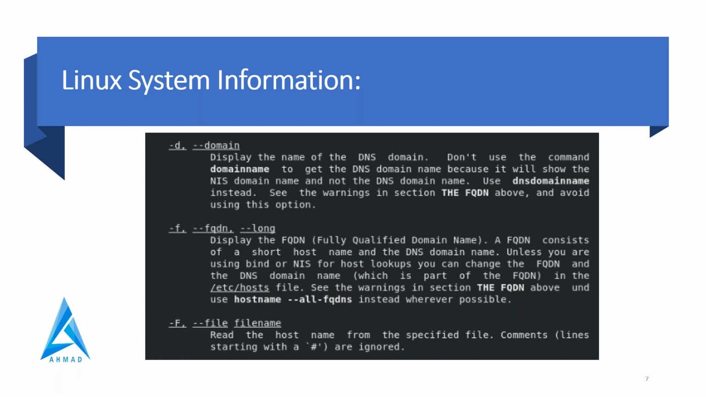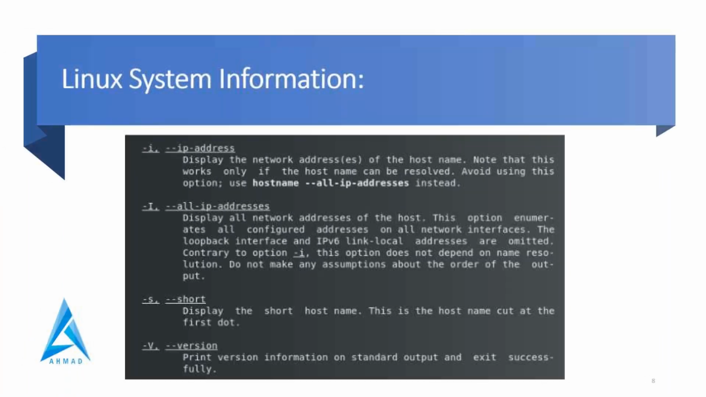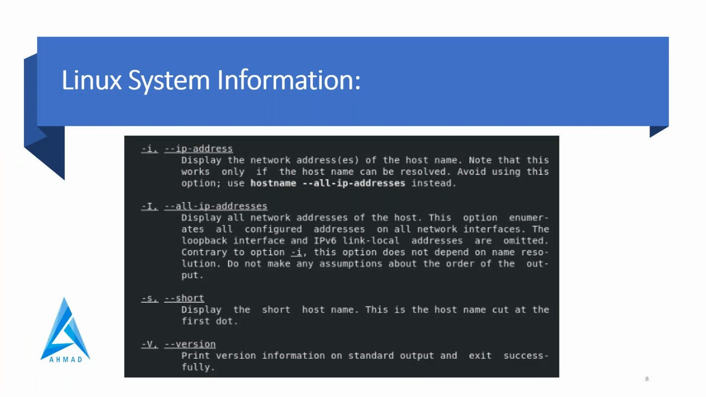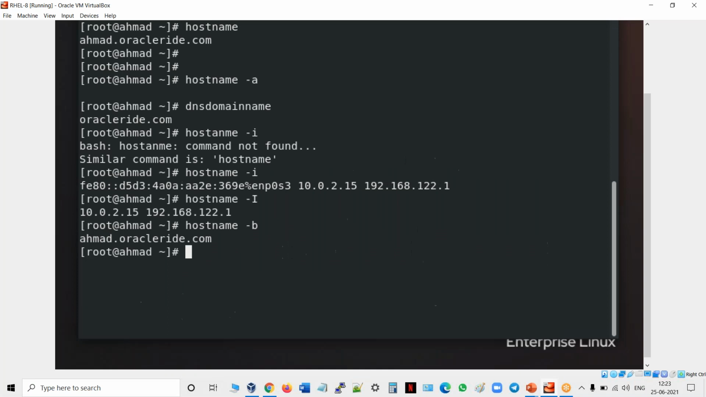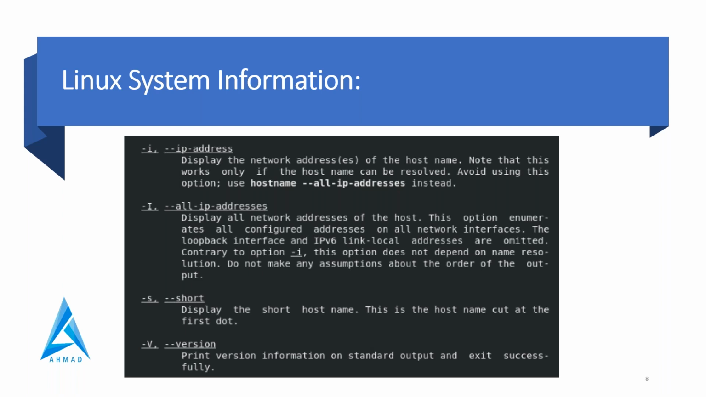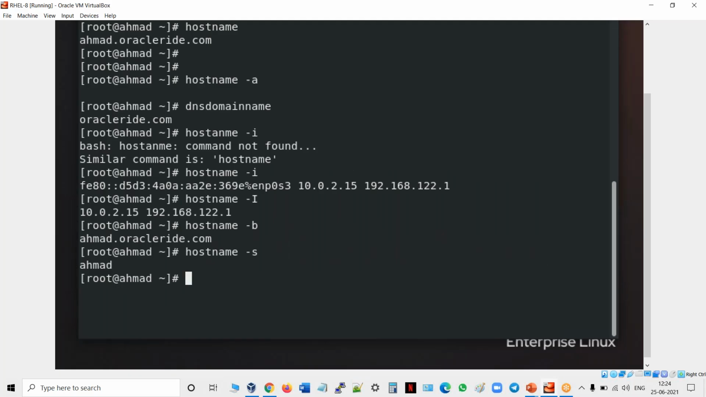Capital F reads the host name from the specified file, which I will give after the option. Then -i displays the network address of the host name. Then capital I displays all network addresses of the host. And -s displays the short host name. Let's see that. See, this is the Ahmad host name, a short alias you can say. And -v, version. So this is the version of the hostname command.